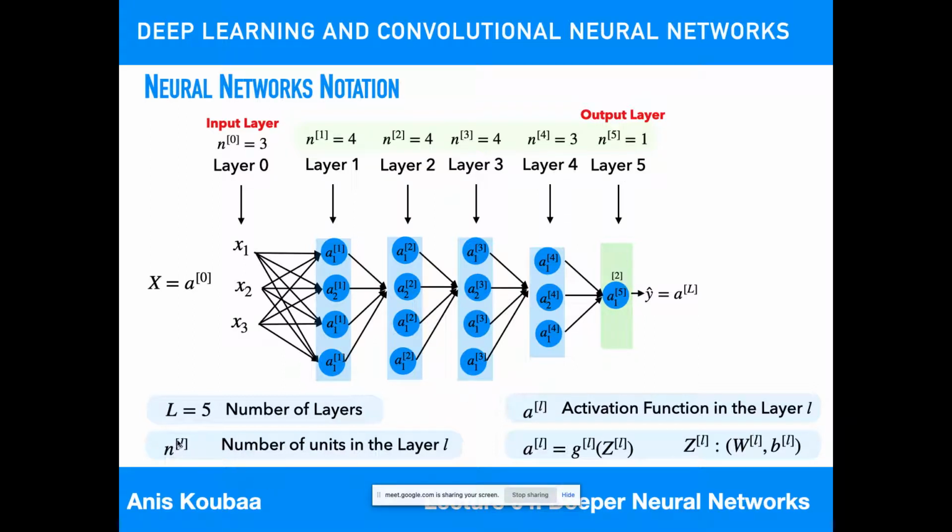So N^[L], L between brackets, is the number of units in each layer. If we apply this, we can write that N1 is equal to 4, because here we have 4 units or 4 nodes. N2 is also equal to 4. N3 is equal to 4. N4 is equal to 3 because we have 3 units, and N5 is equal to 1. So this notation means the number of units in the layer L.